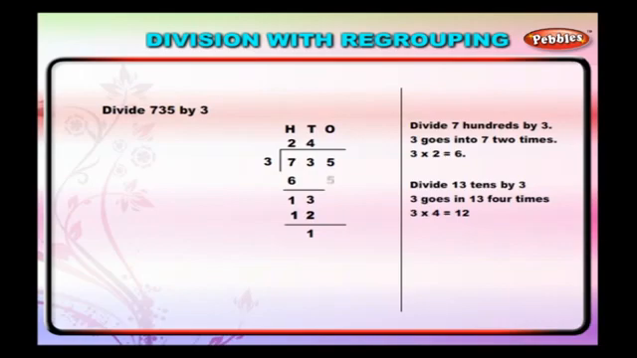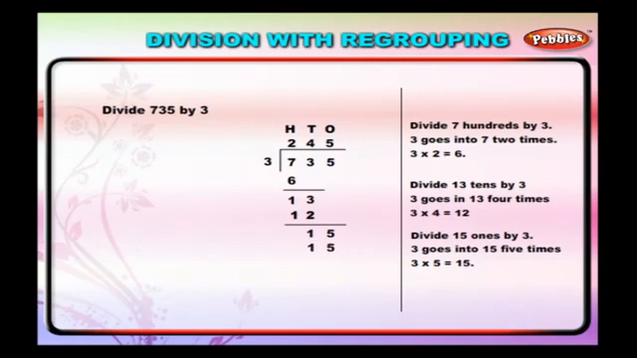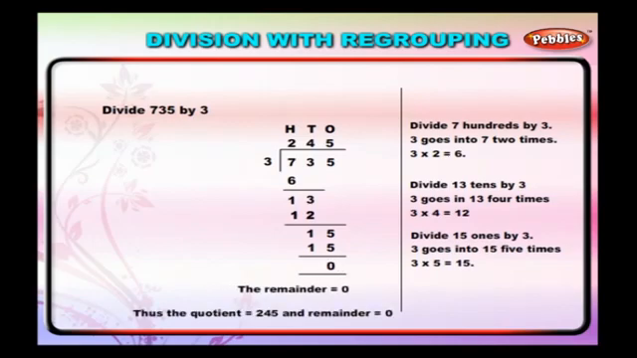Step 4. Bring down 5 ones. Now, 110 plus 5 ones is equal to 15 ones. Divide 15 ones by 3. 3 goes into 15 5 times. 3 into 5 is equal to 15. Write 5 in ones place in the quotient and 15 below 15. Now 15 minus 15 is equal to 0. The remainder is equal to 0. Thus the quotient is equal to 245 and remainder is equal to 0.